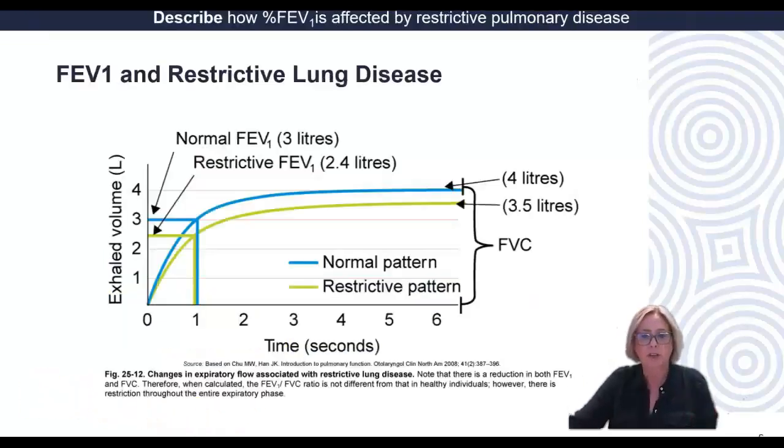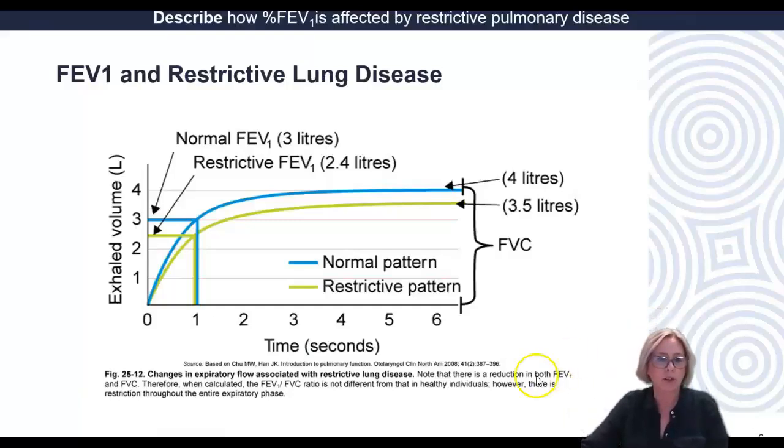Now, I've just popped this here again. We've been through it a couple of times now, and we're looking at the FEV1 in relation to restrictive lung disease. Here we have our normal breathing pattern with that forced vital capacity of 4 liters. And because here it is a restrictive disease, the forced vital capacity is going to be lower than the normal one, but also we have over here the FEV1 is also going to be lower than the FEV1 for the normal breathing pattern.